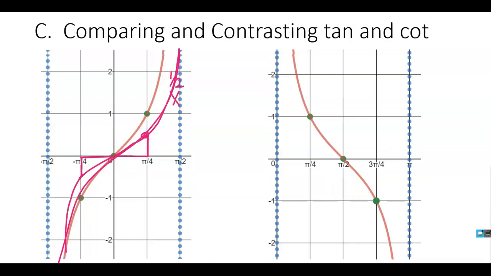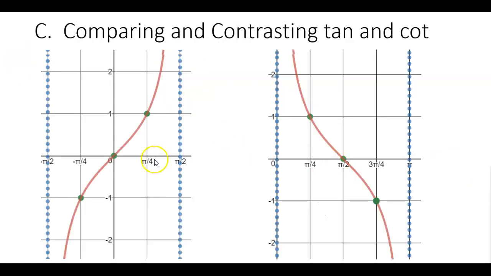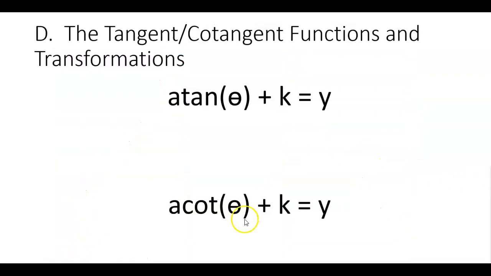Okay, so basically what this number does here is it stretches or compresses the function, and what it basically does is it tells you just how far away this dot stretches away from this middle dot. Same thing here, just in the opposite direction. Now the same transformations apply to cotangent.